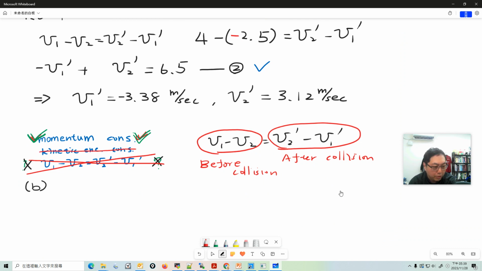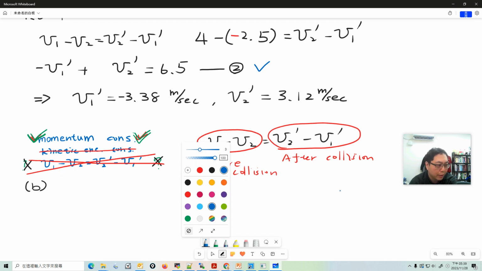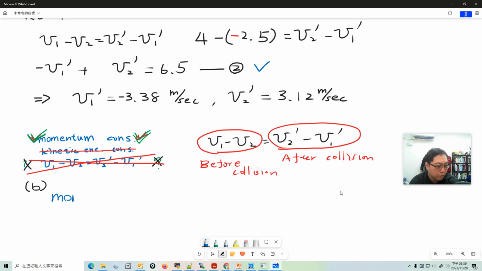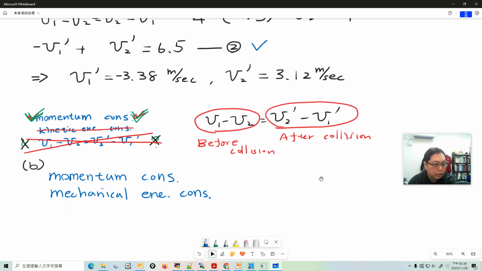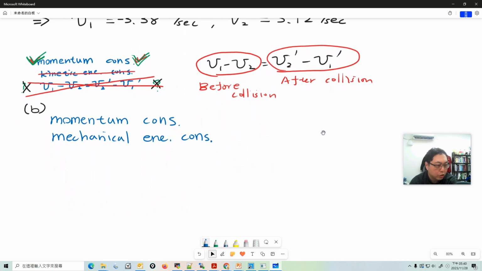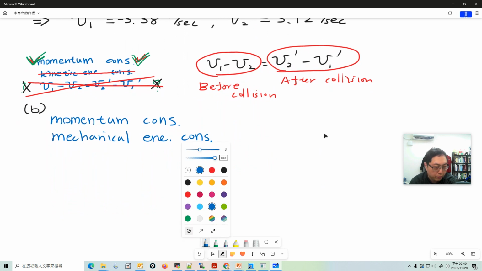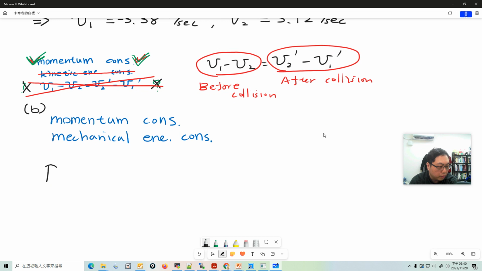So in problem B, what tools will we use? First of all, momentum conservation, and the other is mechanical energy conservation, because in this problem we ignore friction. Let's start with momentum conservation. It's P equals P prime.